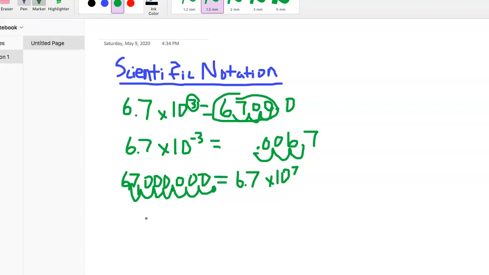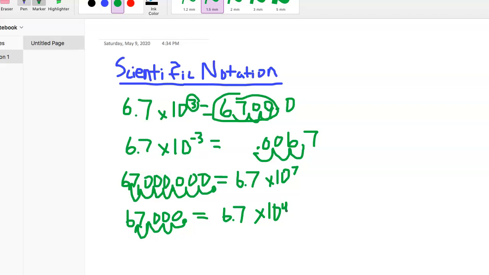So what if we were looking at 67,000? Again, you would be looking at 6.7 times 10 to the what? Here's our starting point right at the end when we see the bigger numbers, and then we go to where the 6 and the 7 are separated: 1, 2, 3, 4, right there. 6.7 times 10 to the 4th.